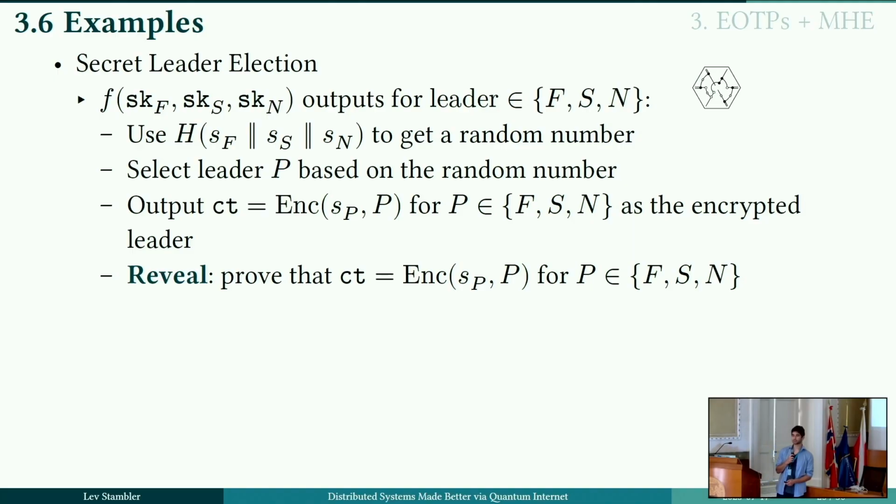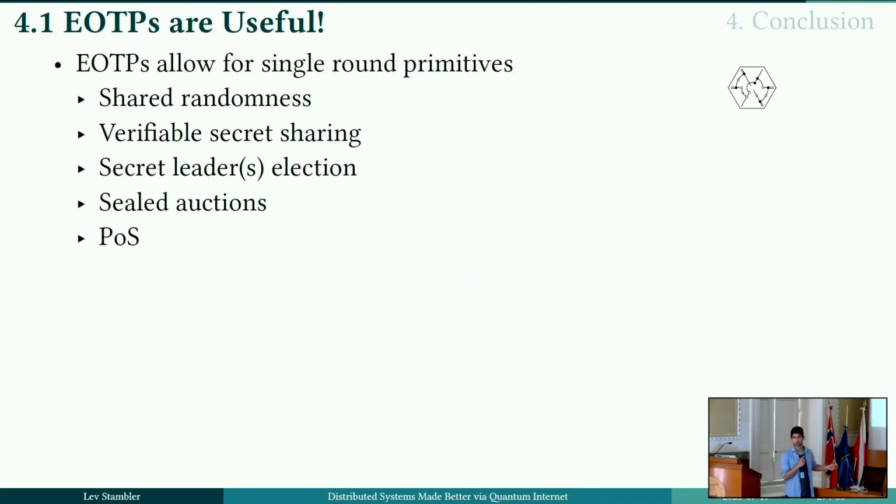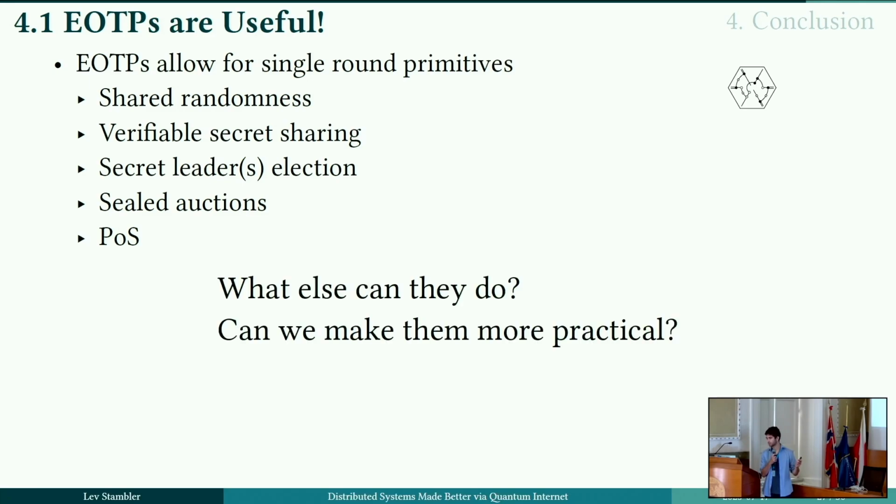Secret leader election is another classic use case in blockchain. Similar ideas, not gonna belabor the point. But yeah, so these ephemeral one-time programs are pretty useful. They're very simple, but they can do a lot of things: shared randomness, verifiable secret sharing, sealed auctions. And I guess the question is, what else can they do, and can we make them more practical?